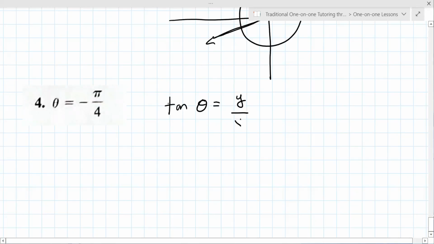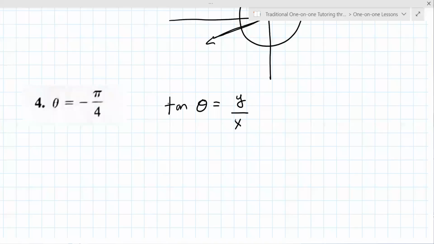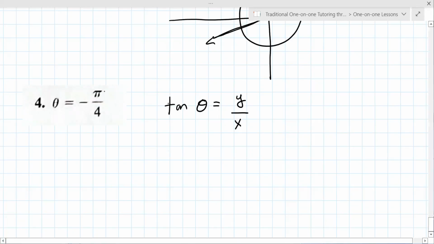Yeah, I would agree. So whenever it's in this format, theta equals a number, it's going to be tangent. It's another thing to memorize: this means this, so I need to know it. So you have to put that value for theta in: tangent of minus pi over 4.